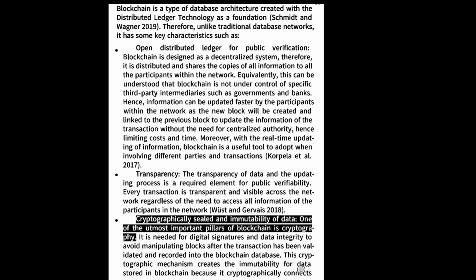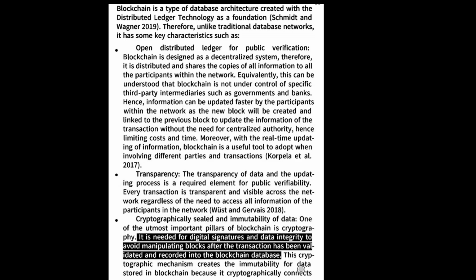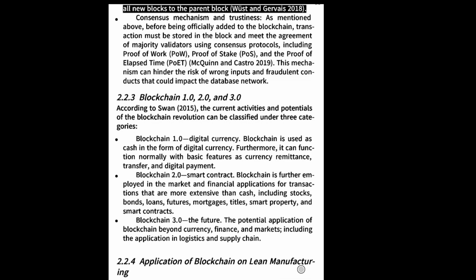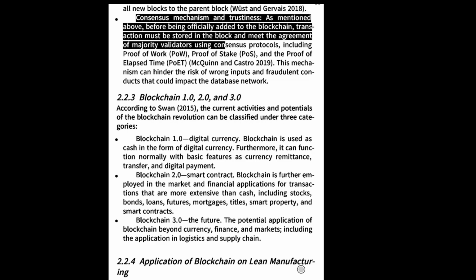Cryptographically sealed and immutability of data. One of the utmost important pillars of blockchain is cryptography. It is needed for digital signatures and data integrity to avoid manipulating blocks after the transaction has been validated and recorded into the blockchain database. This cryptographic mechanism creates the immutability for data stored in blockchain because it cryptographically connects all new blocks to the parent block. Wüst and Gervais 2018.